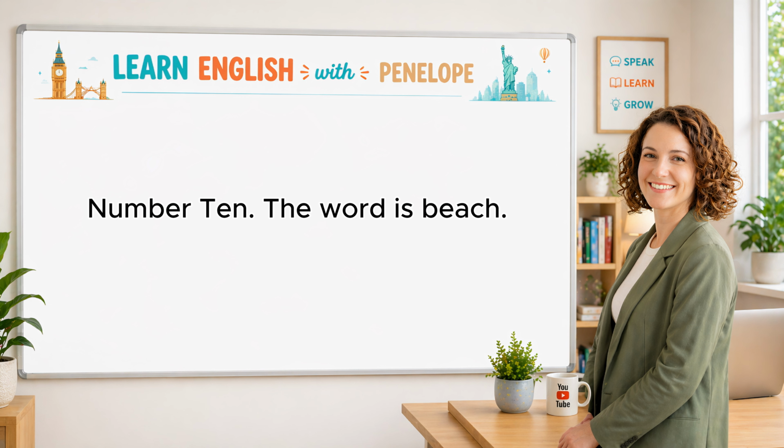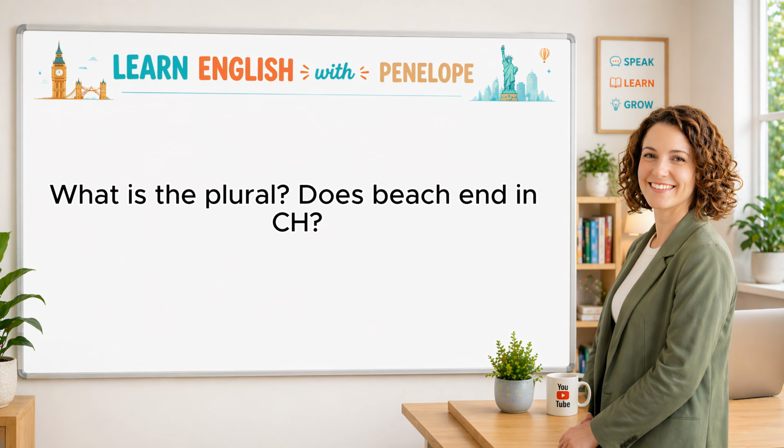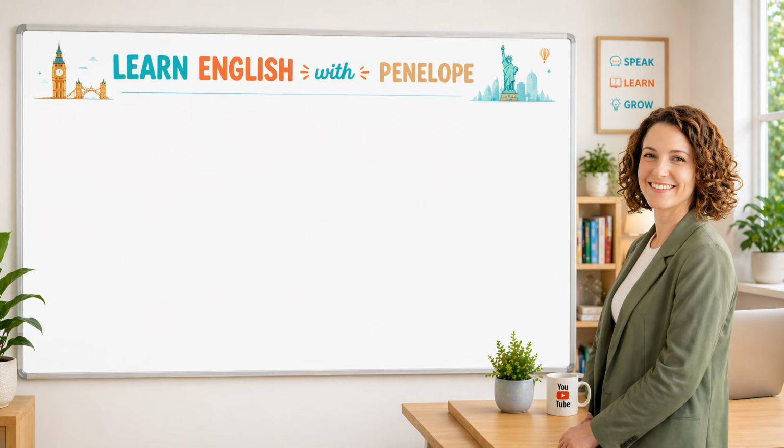Gorgeous. Number 10, the word is beach. What is the plural? Does beach end in ch? Yes, so we add es. The answer is beaches. 1 beach, 5 beaches.